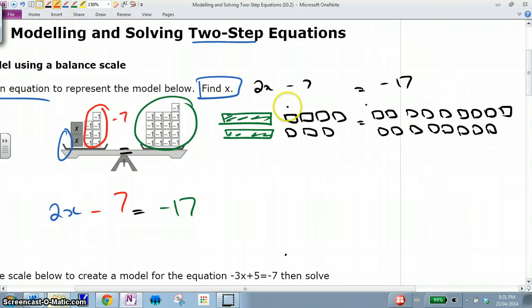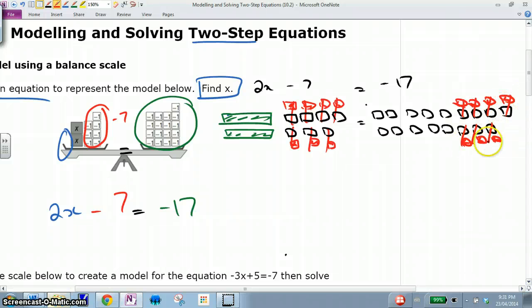Now the way to solve this would be to use zero pairs to cancel these guys out. So we're going to add in 7 zero pairs on either side, and that's going to effectively cancel these guys out. Let me do this over here because I'm sketching this a certain way to help us out. Okay, 1, 2, 3, 4, 5, 6, 7. So we added 7 zero pairs on both sides. That would look like this in our equation. We're going to add 7 here, we're going to add 7 here. So this cancels. We get 2x on that side, and we get -10 on this side.